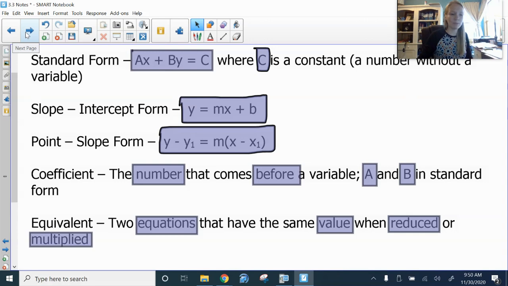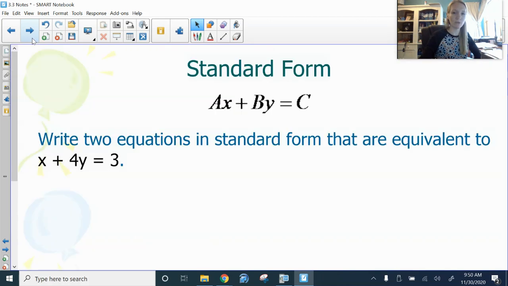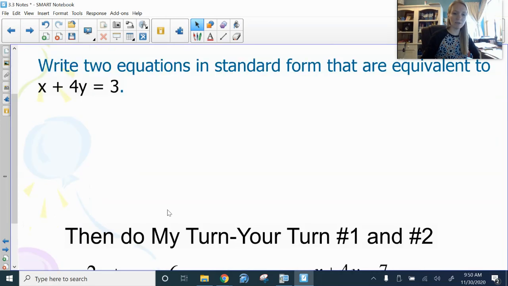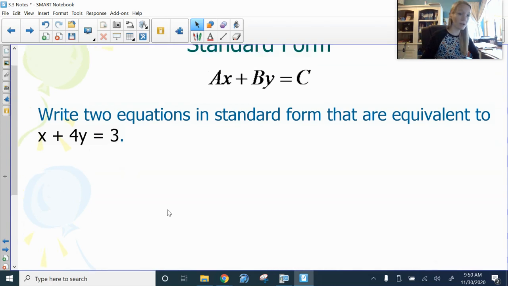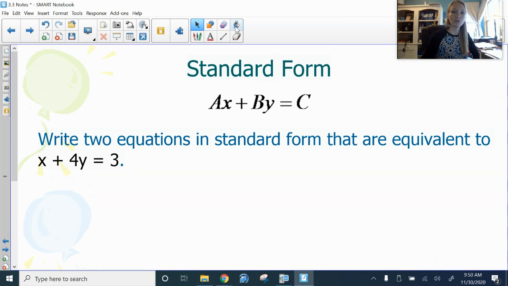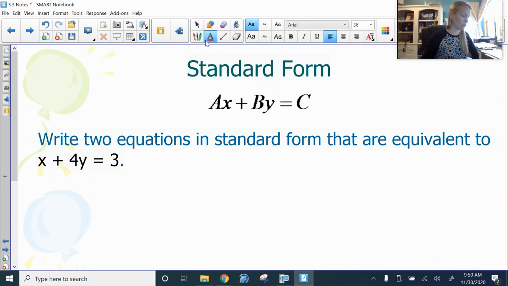Okay, so just a little bit of vocab. The first thing we're going to look at is standard form, how to write it or how it looks. Standard form looks like this: ax plus by equals c. It says write two equations in standard form that are equivalent to x plus 4y equals 3. So an equivalent equation, and I'm going to write this here.